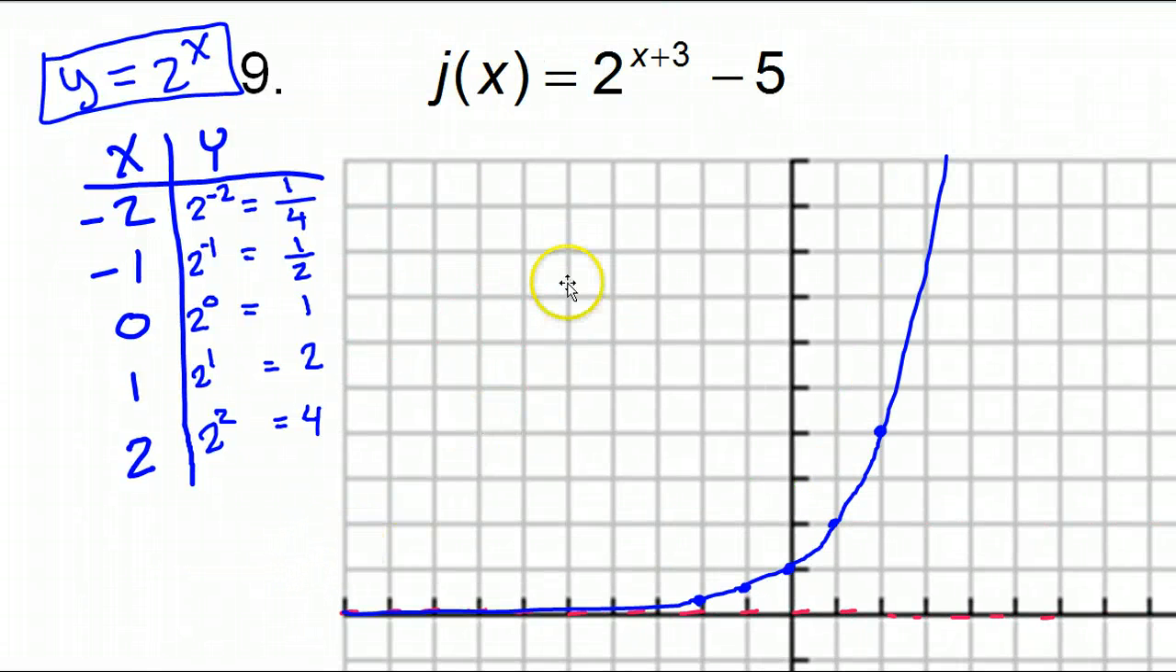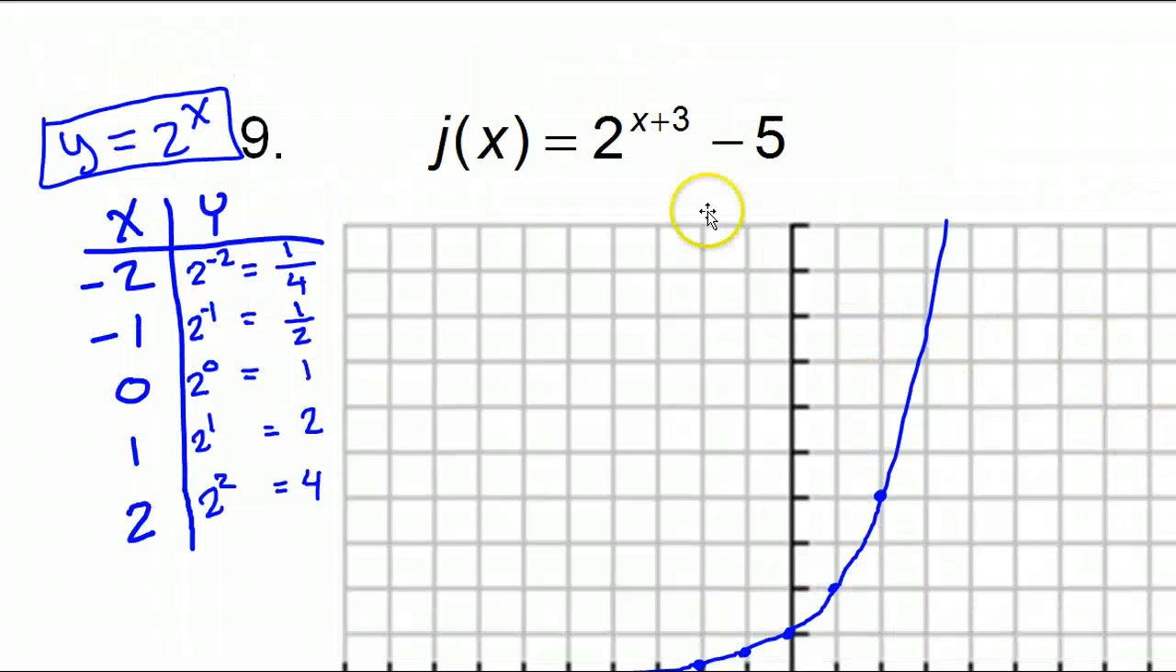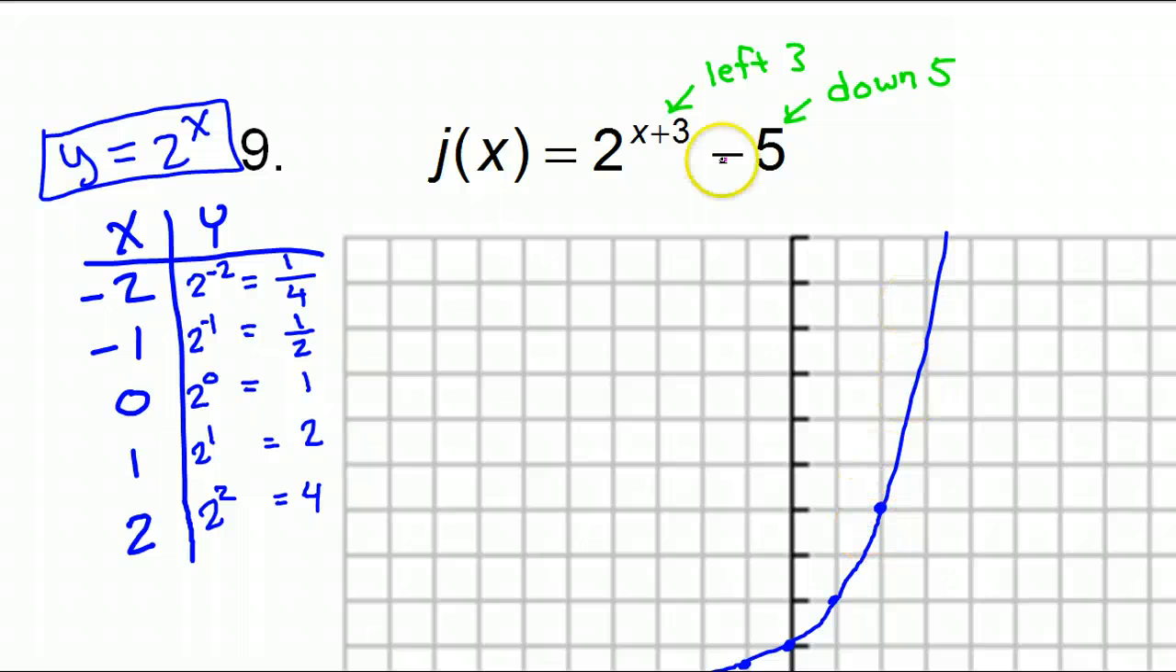Number 9. Once again, the same parent function, 2 to the x power. So there's your parent function. Let's talk transformations. In this case, you see the plus 3. What's that going to do? Well, that's going to send us to the left 3. Alright, what about this minus 5? That's going to send the graph down 5. Get it? So we just need to take this thing and move it left 3, down 5. Let's do it.